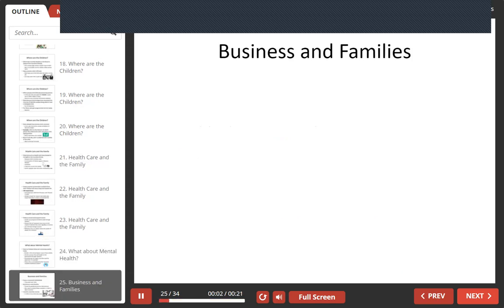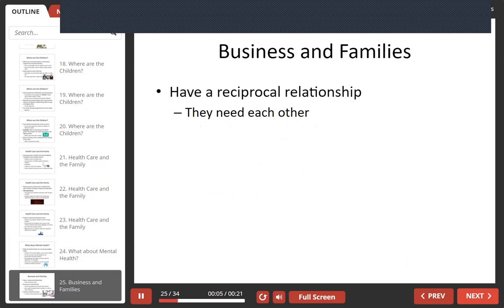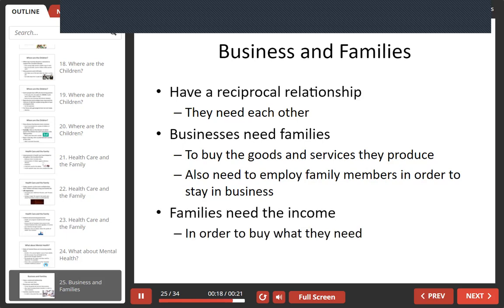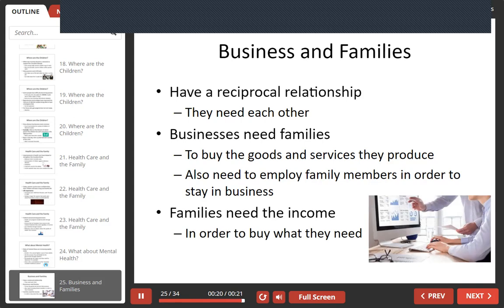So businesses and families have a reciprocal relationship. They need each other. Businesses need families to buy the goods and services that they produce, and they also need to employ family members in order to stay in business. Families do need the income in order to buy what they need.